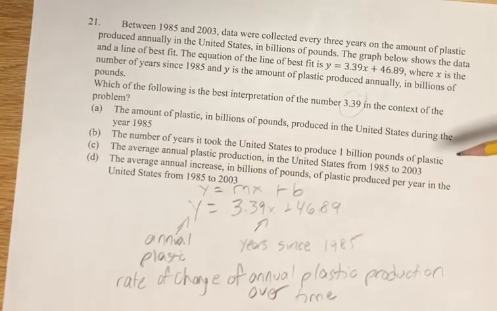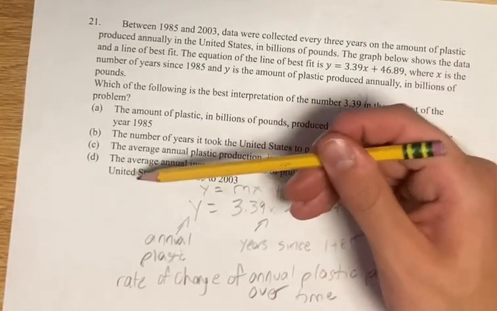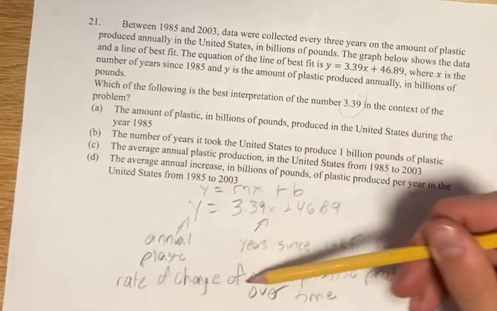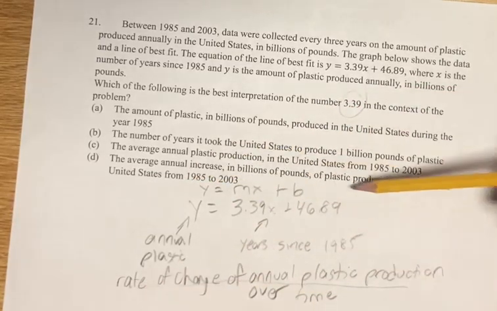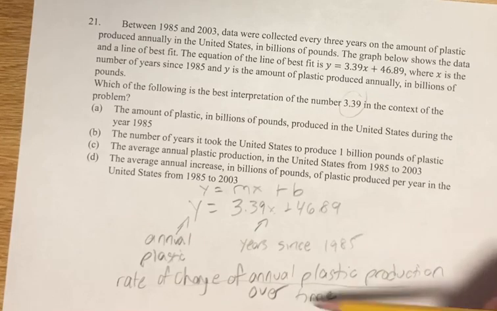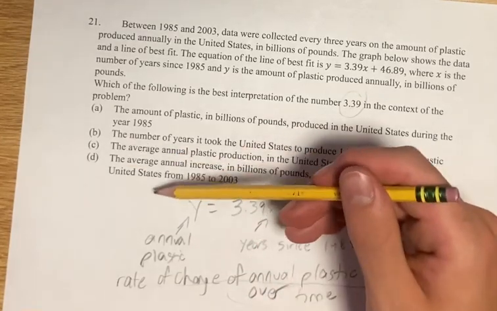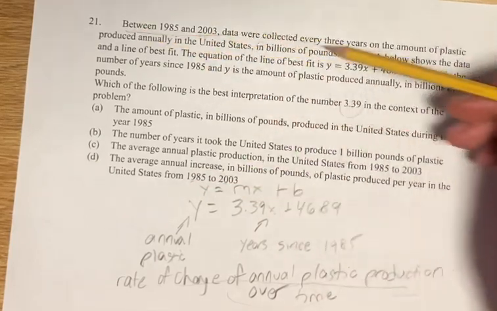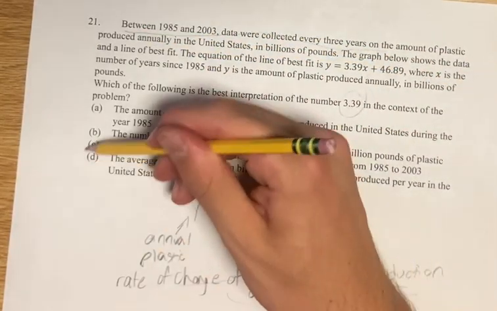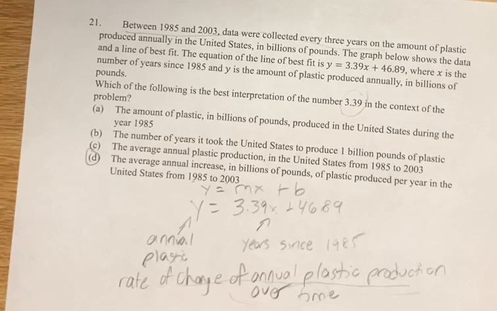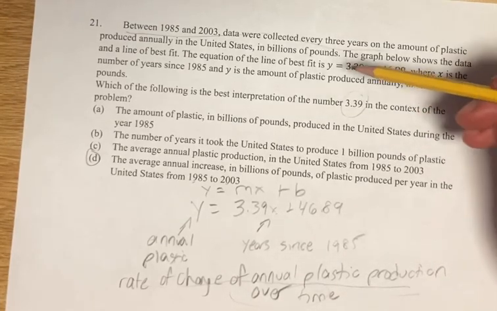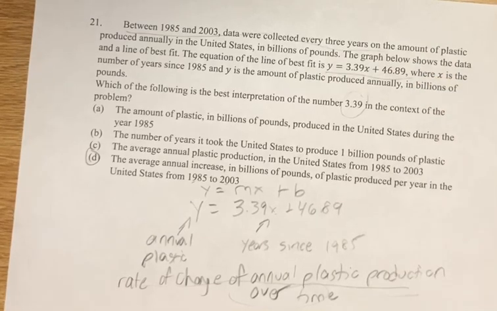Which of the answers does it line up with? D, the average annual increase, rate of change, of plastic produced, annual plastic production, per year, over time, in the United States from 1985 to 2003. That just lines up with the information we're given in the problem. So D is going to be your final answer. You can see why we didn't need the graph. We just needed to look at the basic formula and see what that actually means with the equation.